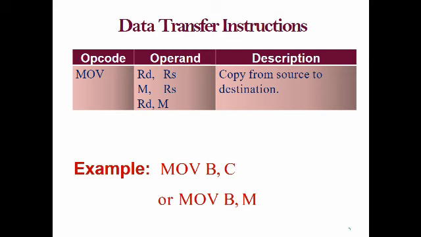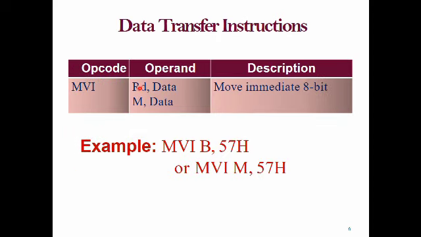Next is MVI, move immediate 8-bit data. Here the immediate data specified is 8-bit data, and it will be moved into the destination register Rd. For example, MVI B, 57H: the 57H will be copied into register B. Similarly, MVI M, data will copy the immediate data 57 into M. Once again, whenever we refer to M, it is the contents of the memory location whose address is specified in the HL register pair.